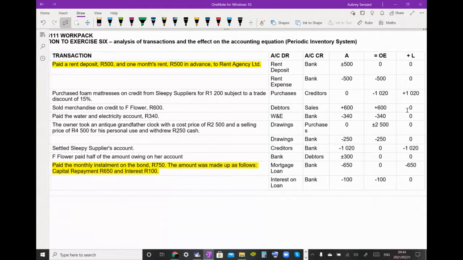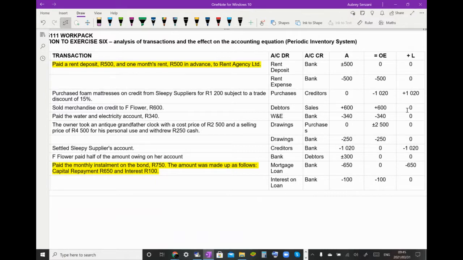Awesome stuff. Then F Flower paid half of the amount owing on his account. Okay, how much did he owe? He owed 600. That's how we have our plus minus. Bank is increasing, debtors is going down. Okay, makes sense?